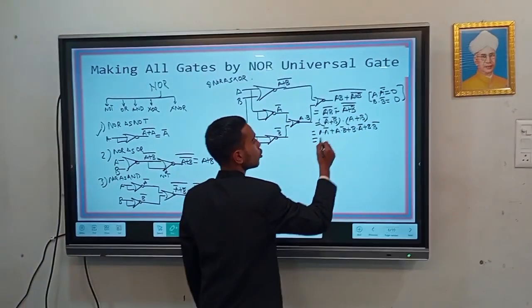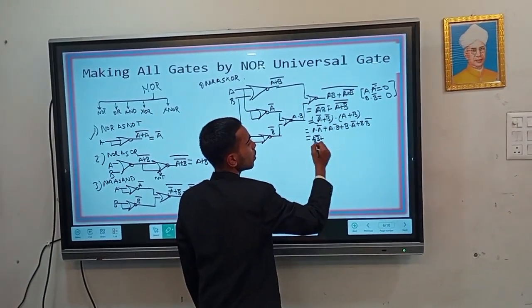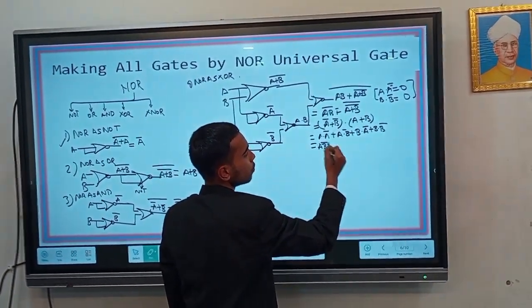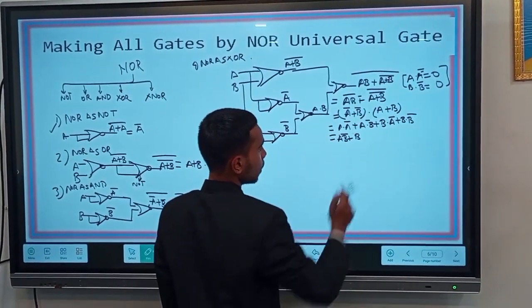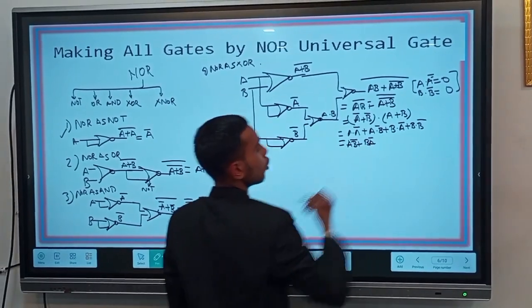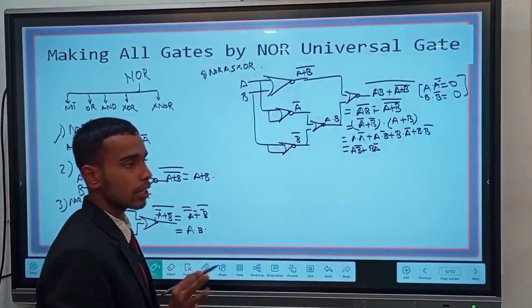So we are going to obtain A into B complement plus B into A complement. This is the NOR as XOR.